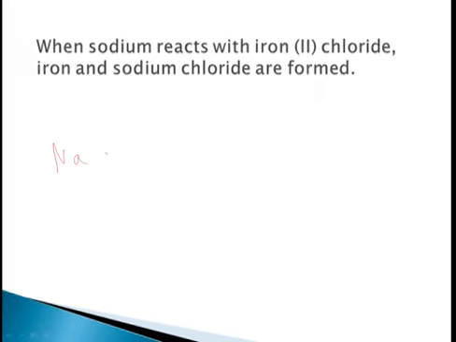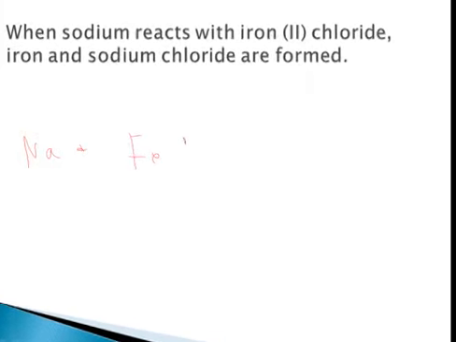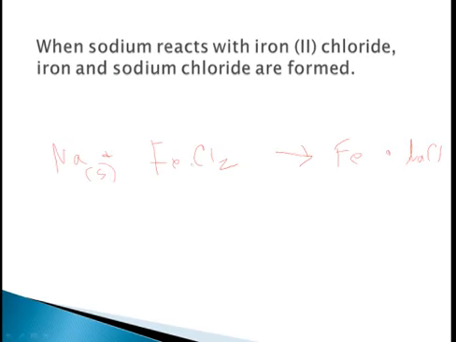If we say sodium reacts with iron 2 chloride, iron and sodium chloride are formed, let's do this one. We have sodium and iron, that's FeCl2. We form iron and sodium chloride. Okay, sodium is a metal. It's going to be a solid. Iron 2 chloride is an ionic compound. That will be a solid. We're going to make iron, which is a solid, and sodium chloride, which is also a solid.